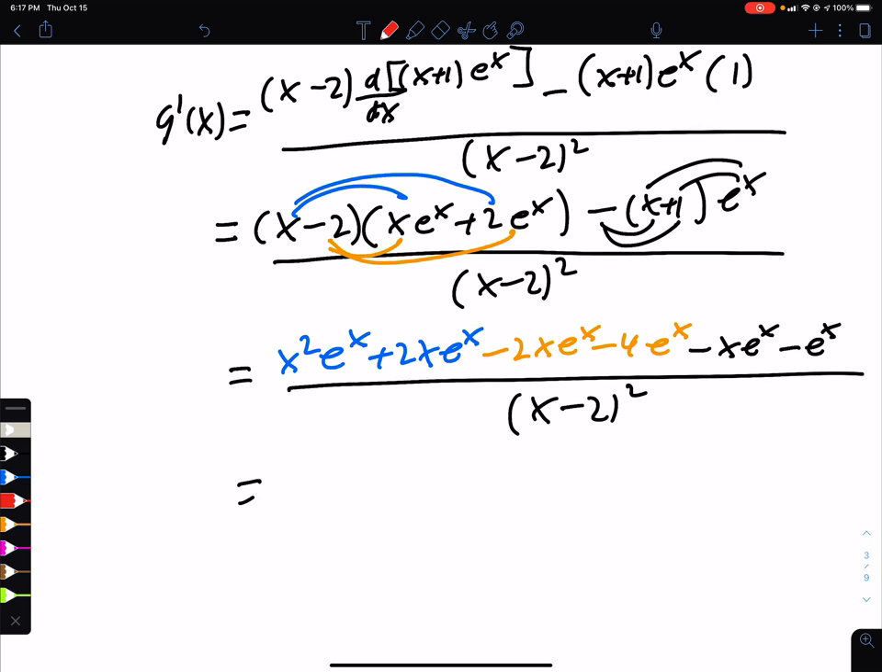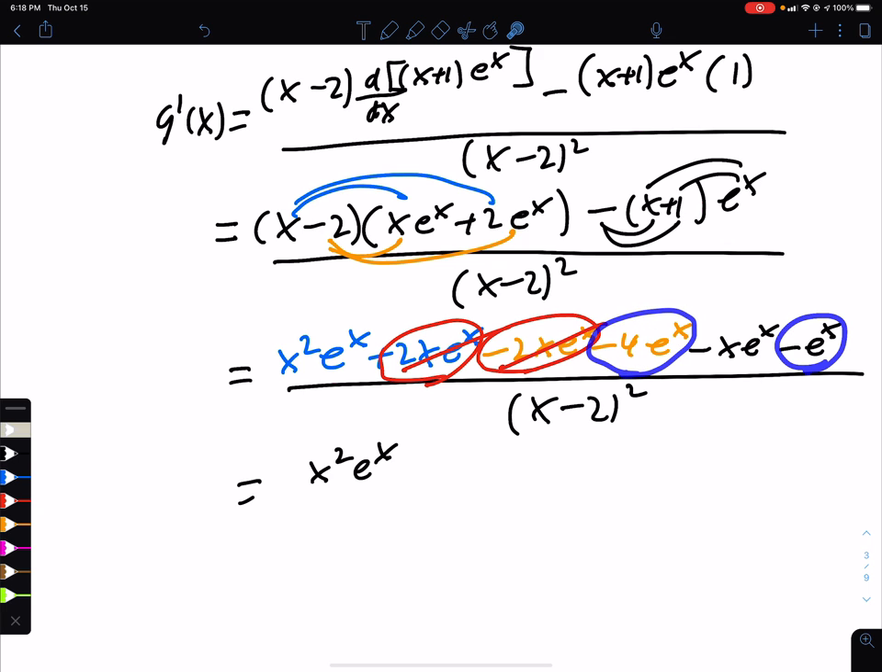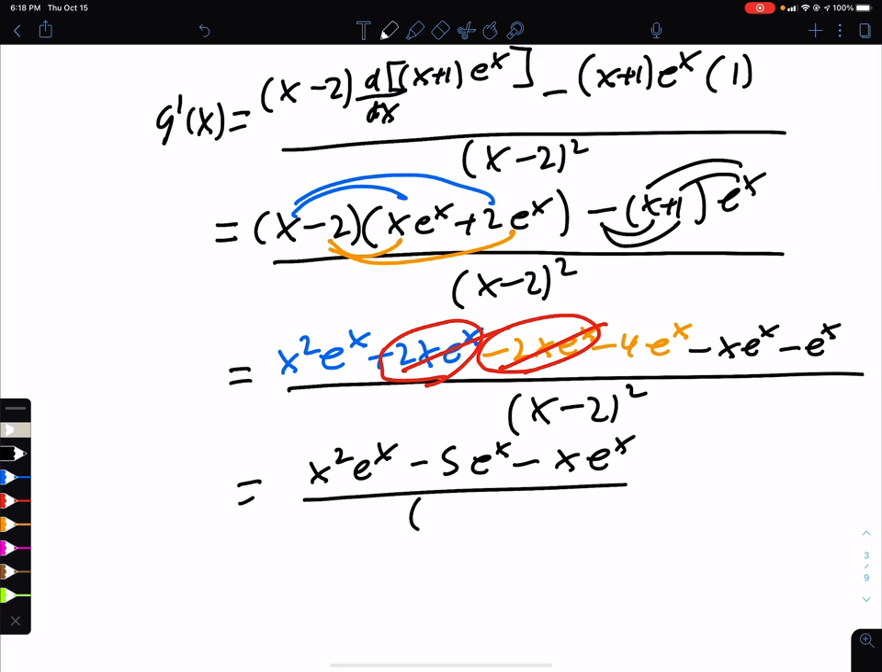And am I happy? I am, because look, 2x e to the x minus 2x e to the x, those will be gone, which is nice. Anything else? Well, this x squared e to the x isn't going anywhere. And then I can combine these two. I owe 4 e to the x's, I owe another one, therefore I owe 5 of those. So I have minus 5 e to the x, and that minus x e to the x is left over, and x minus 2 squared.